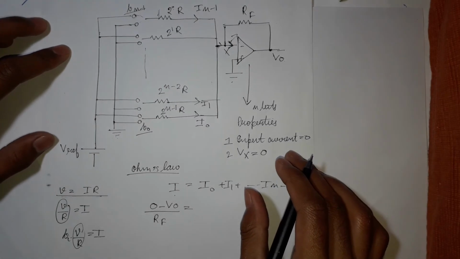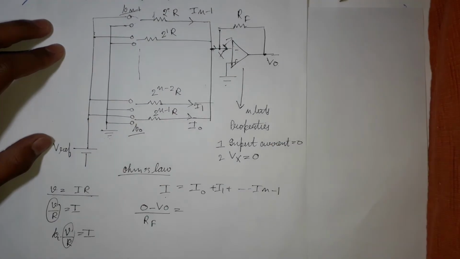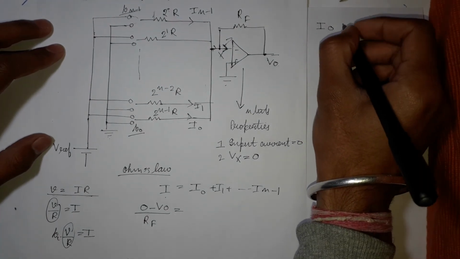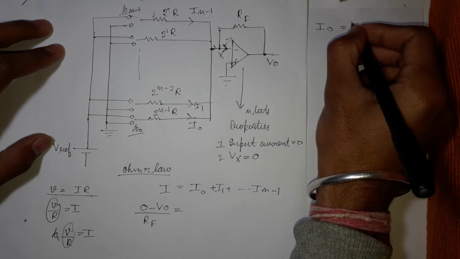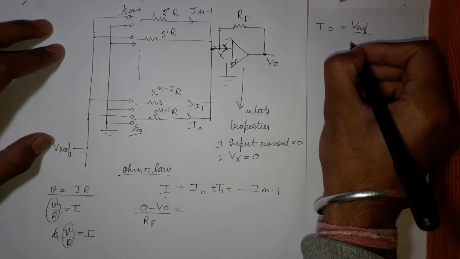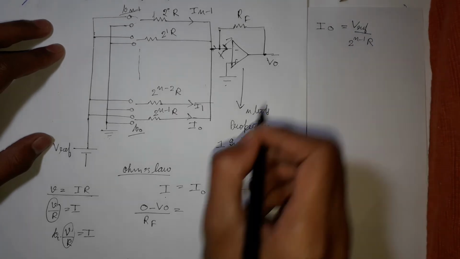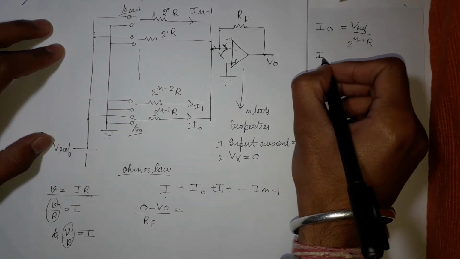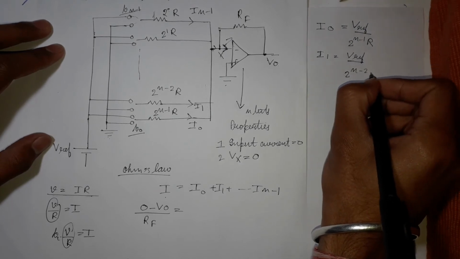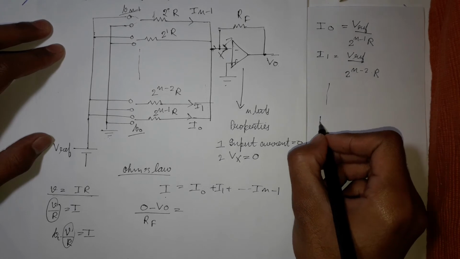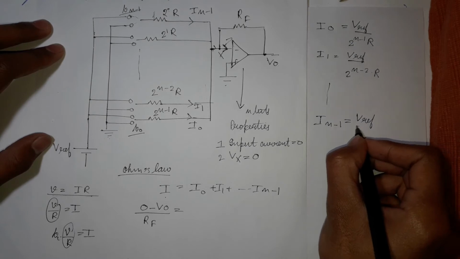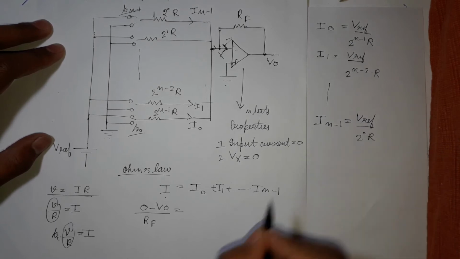Now for I0. I0 will be V reference upon 2 raised to power n minus 1 times R. Okay, so similarly I1 will be V reference upon 2 raised to power n minus 2 times R, and so on. I n minus 1 is going to be V reference upon 2 raised to power 0 times R.